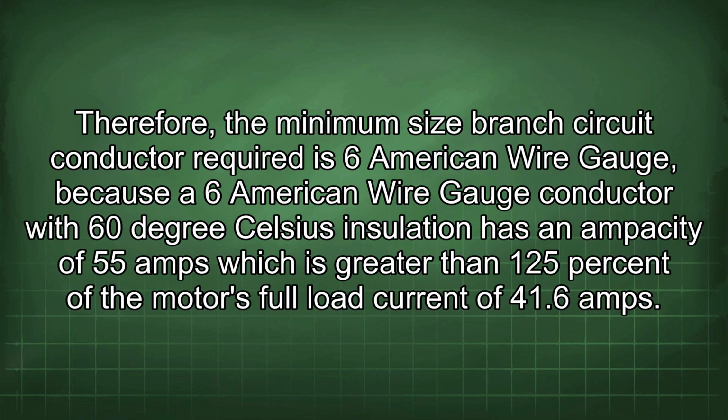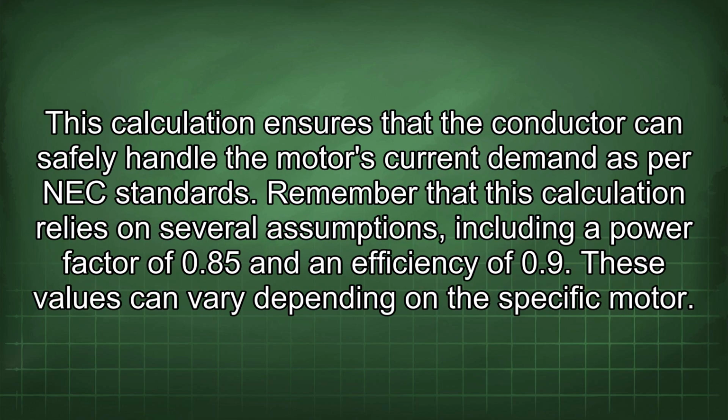Therefore, the minimum size branch circuit conductor required is 6 American wire gauge because a 6 American wire gauge conductor with 60°C insulation has an ampacity of 55 amps, which is greater than 125% of the motor's full load current of 41.6 amps. This calculation ensures that the conductor can safely handle the motor's current demand as per NEC standards.